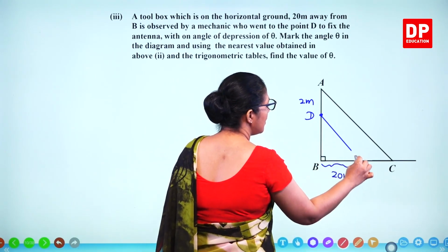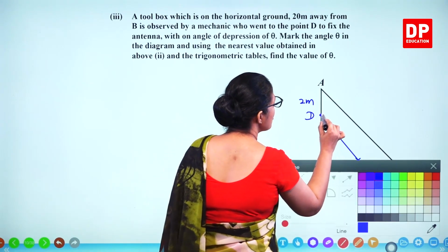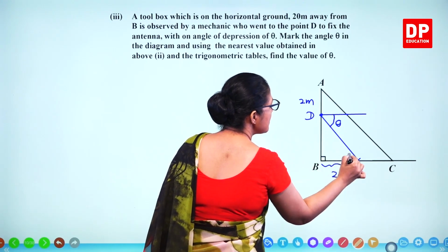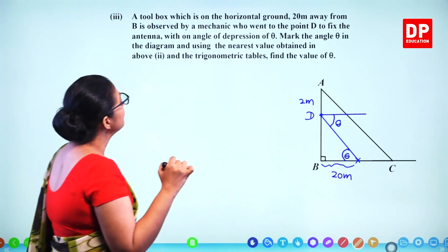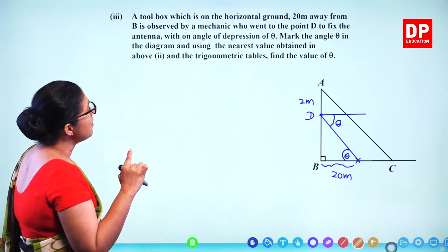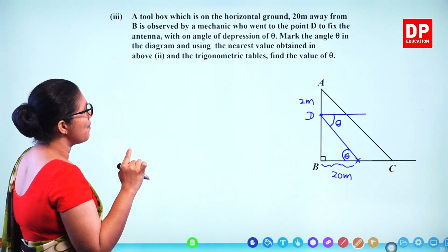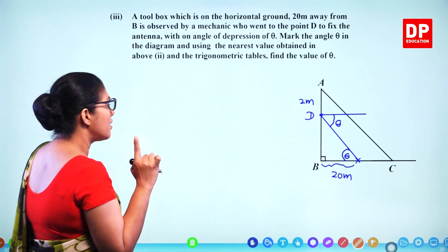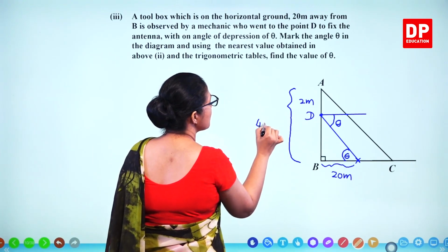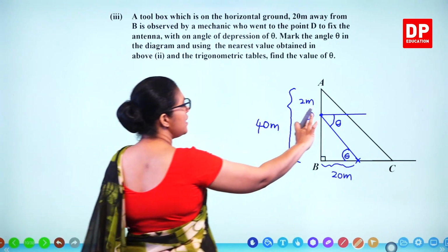So here, just take this one, angle of depression. This is theta. That means this is also theta. Mark the angle theta in the diagram and, using the nearest value obtained in the above part 2 and the trigonometric tables, find the value of theta. Now we found out this full length AB is 40 meters from the previous part. So we can find BD length.